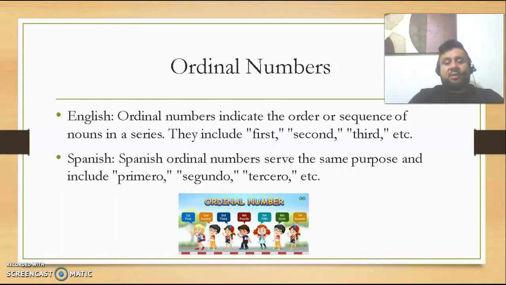Now let's continue with the last one that we are going to talk about, the ordinal numbers. In English, ordinal numbers indicate the order or sequence of nouns in a series. They include first, second, third, etc. In Spanish, the ordinal numbers serve the same purpose and include primero, segundo, tercero. As well, we can use primera, segunda, tercera. The difference between English and Spanish, you can see, is the gender.